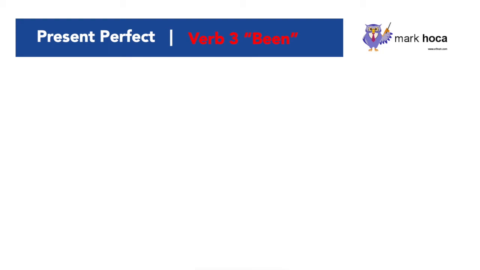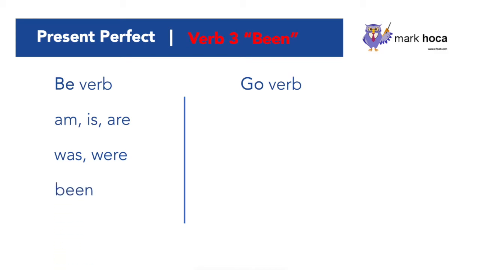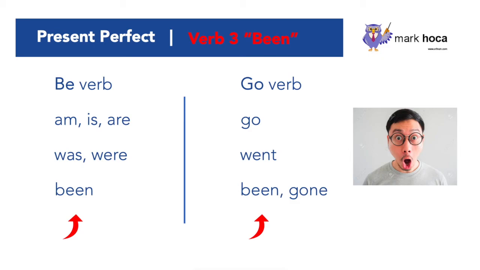So before I said we would talk a little bit more about the been verb. Have you been to Italy? So let's look at this. What is the be verb? Verb 1, verb 2, verb 3. What is the go verb? Verb 1, verb 2, verb 3. You tell me. Be verb, verb 1. Am, is, are. Was, were. Been. Go verb. Go. Went. Been and gone. This is an exception. But notice that been is verb 3 for both of them. This can confuse many people.